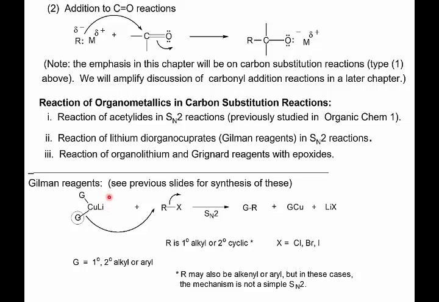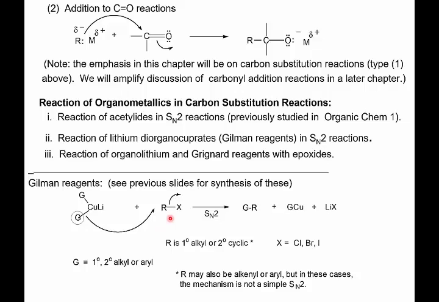When we talk about the synthesis of organometallics, we're going to, in fact, see how the Gilman reagent is prepared. If you mix this organocopper reagent, the Gilman reagent, with a carbon substrate that can participate in SN2 reactions, you do get a favorable SN2 reaction where the G group breaks off as a carbon nucleophile bonding to the carbon, pushing off the leaving group.